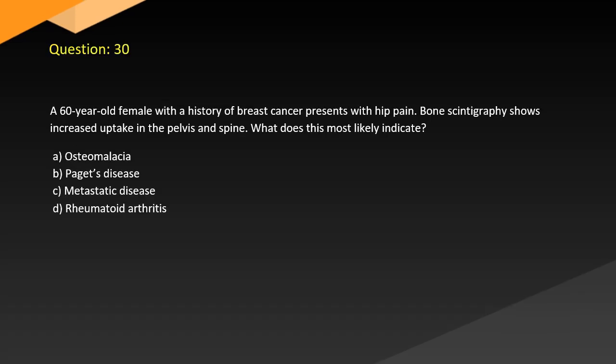Question 30. A 60-year-old female with a history of breast cancer presents with hip pain. Bone scintigraphy shows increased uptake in the pelvis and spine. What does this most likely indicate? A. Osteomalacia. B. Paget's disease. C. Metastatic disease. D. Rheumatoid arthritis.